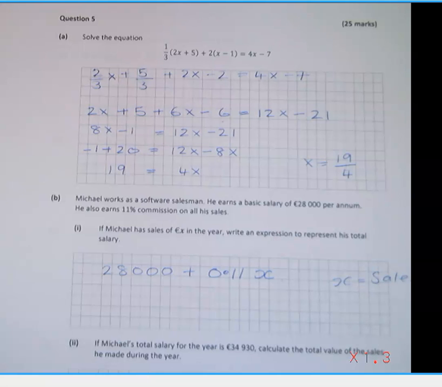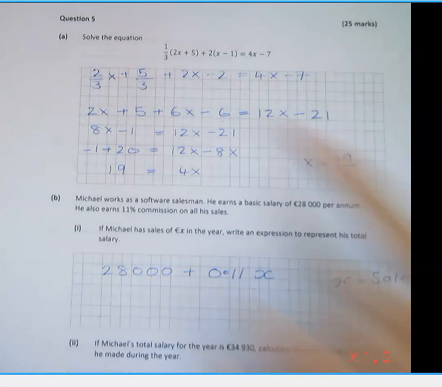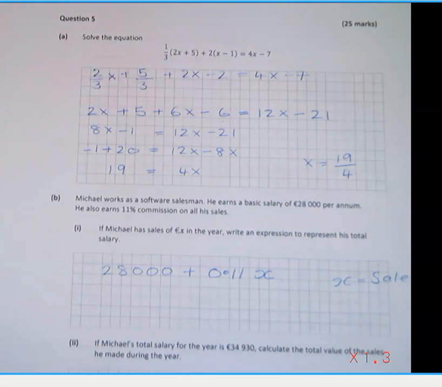Okay, question 5, the mock. It was algebra and financial maths, right? In terms of the question, it asked you to solve an equation involving fractions. So what I did is I multiplied the fraction out. So I multiplied the third by your first bracket, so a third by 2x plus 5. So you got 2 over 3x plus 5 over 3.